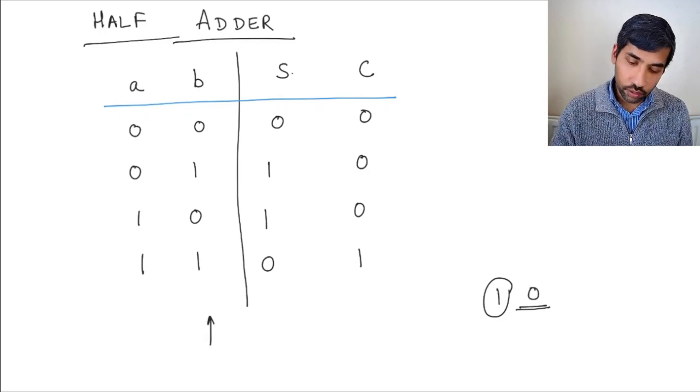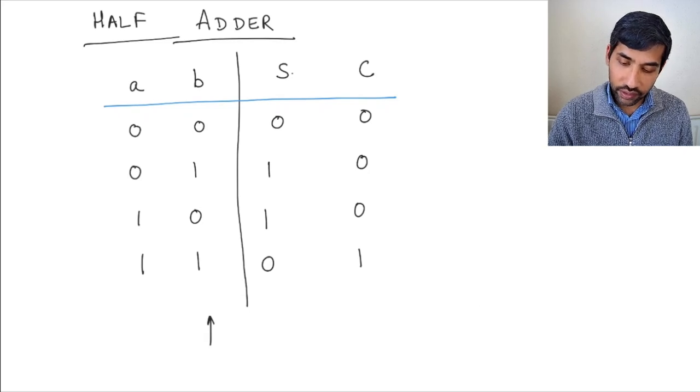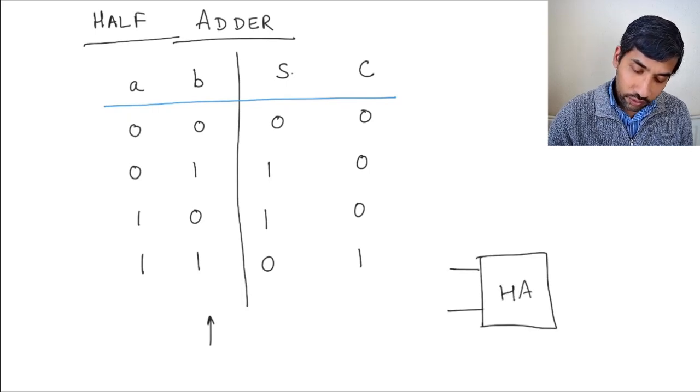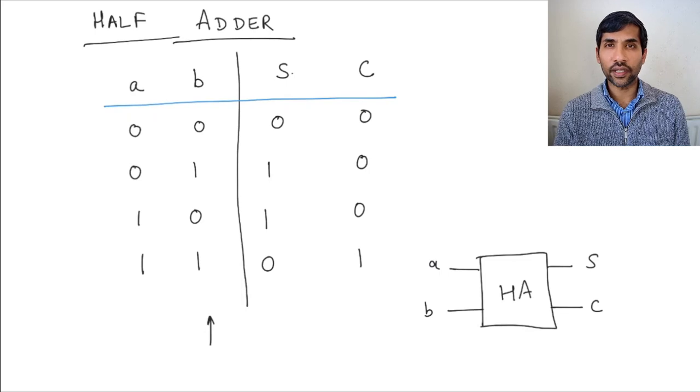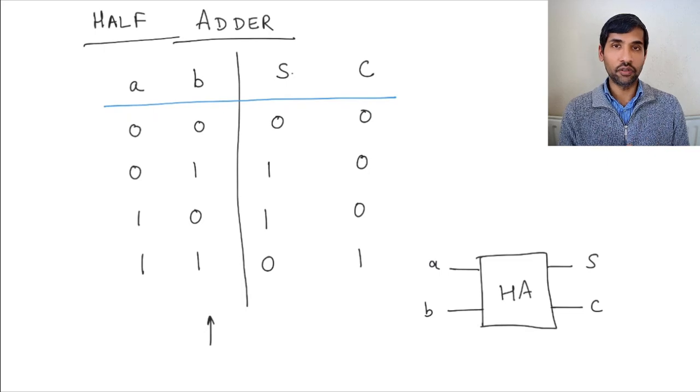Okay, so how does this circuit look? So let's just take a look at how this circuit functions. So basically, a half adder is a digital circuit which takes two inputs A and B, and gives you a sum and gives you a carry. Okay, that's what a half adder does, and I'll leave it as an exercise for you to actually design the circuit using logic gates.